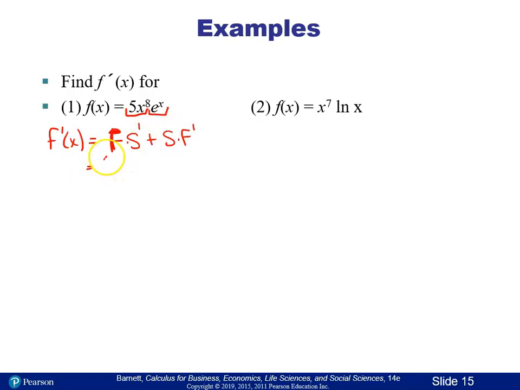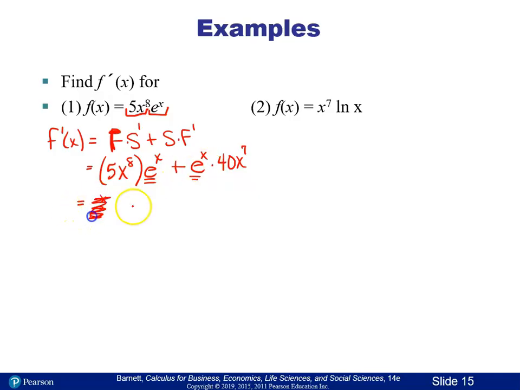Okay, so the first is 5x to the 8. The derivative of the second, the derivative of e to the x, is just e to the x. And then here the second also happens to be just e to the x. And then the derivative of the first would be 40x to the 7th. Okay, we can clean this up a little bit because there's actually e to the x in both terms. We can pull that out. And there's also a factor of 5.